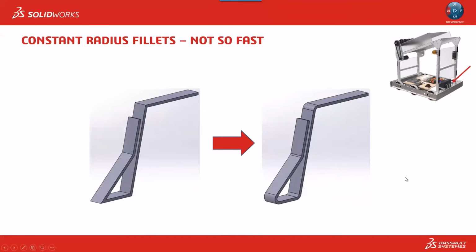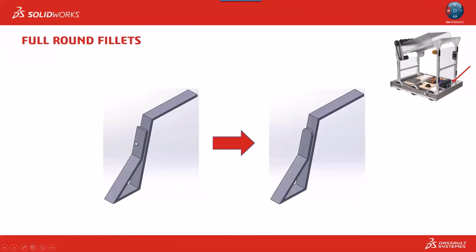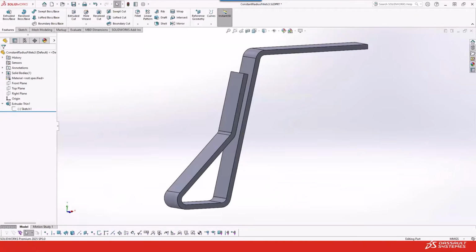I have one more fillet example that I want to show you. On the end of the battery strap, we want to round this 3-sided face off to a nice round, full round fillet here. Let me show you how that's done.